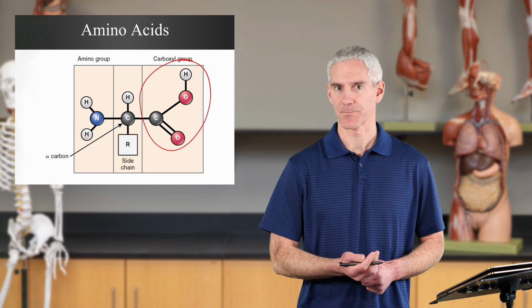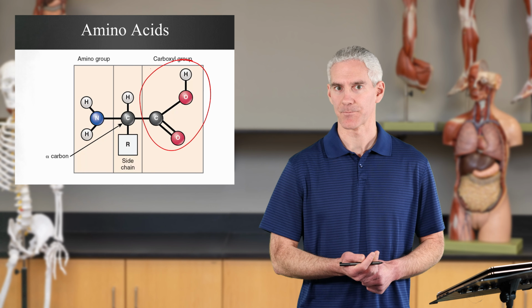You then have the carboxyl group off the other side. Now you can see it's a carbon double bonded to an oxygen, and then you have the same carbon bonded to an oxygen bonded to a hydrogen. So COOH, a carboxyl group. Now that takes up 2 of the 4 bonding sites so far from that central carbon. The third bonding site is simply a hydrogen, just a basic simple hydrogen.